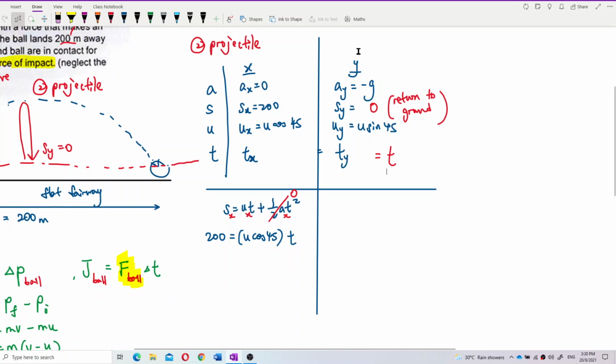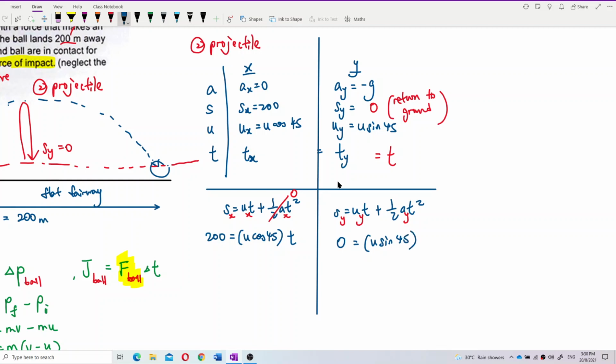Alright? Okay, now let's look at the y component. We also use the formula s equals ut plus half at square. All of these are y components. Sy is 0 because we return to the ground. Uy is u sine 45, times t. And ay is negative g, so it becomes negative half g t square.